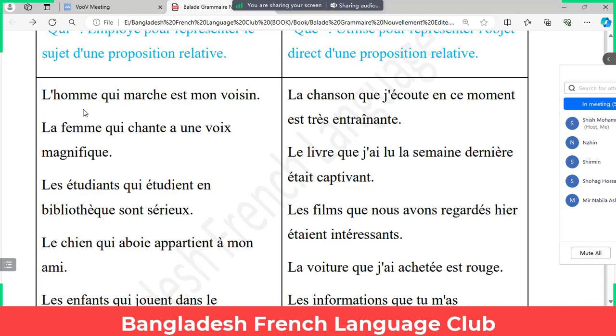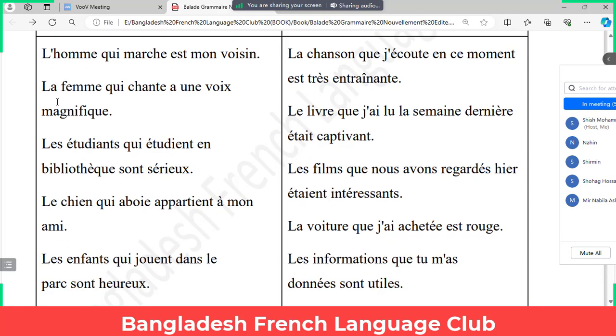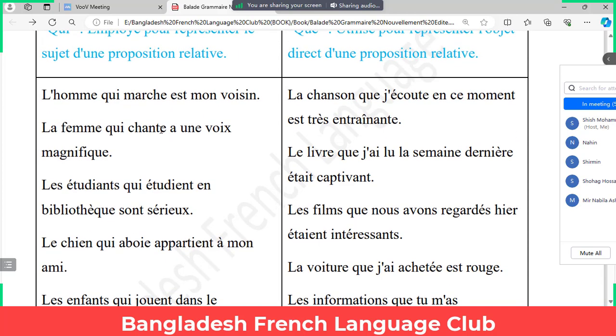So here, as l'homme is singular, that is why qui means only the single meaning. And la femme qui chante a une voix magnifique. So la femme, the woman who is singing, has une voix magnifique. Voix means voice, and magnificent or wonderful voice, right? So qui is a relative pronoun representing this subject, la femme.